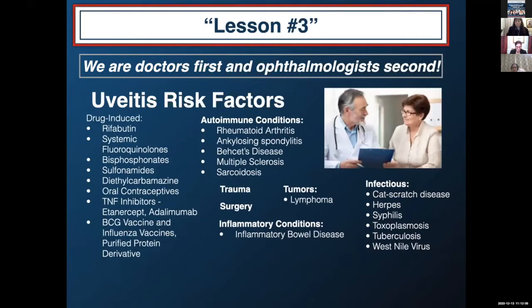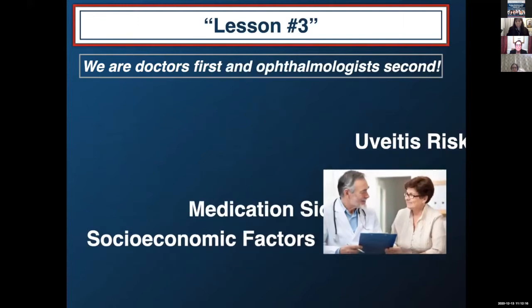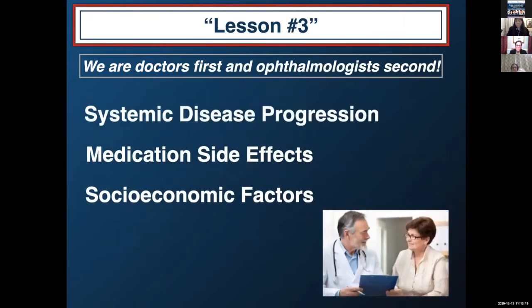Let's also remember that in addition to a good review of systems, and I cannot emphasize enough to my residents a very thorough review of systems, that we look at the uveitis risk factors, understand systemic disease progression, medication side effects, and socioeconomic factors, especially in the municipal government hospital that I'm in Mumbai. That's critical for patient success.